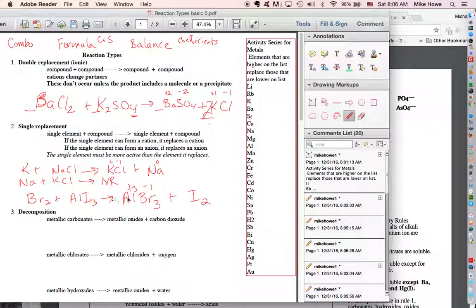Have you noticed that the first thing I did was write combinations up here? The second thing I did was write the formulas. I just finished that using charges.